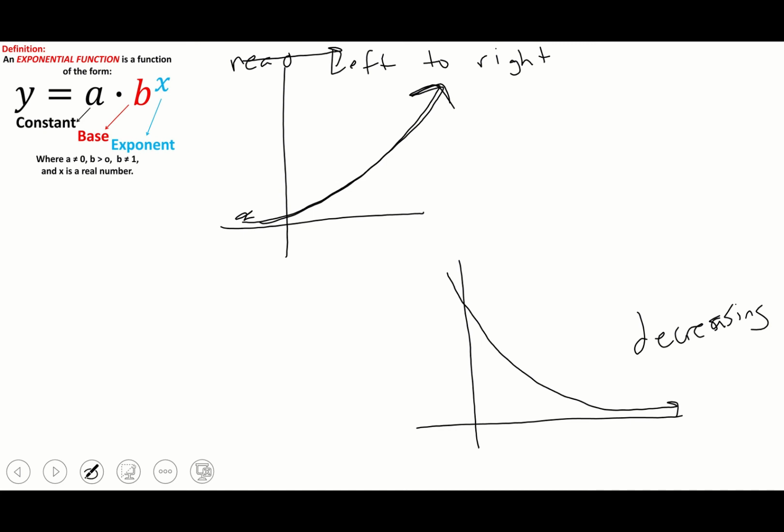Fun fact, I don't know if it's fun for you, an exponential function will never reach 0. It'll just keep getting reduced, and it'll get as close as possible to 0 without even getting there. But as I said, the two kinds of graphs you're going to have are the increasing one and decreasing one. So our first question was always, well, is it getting bigger or getting smaller?